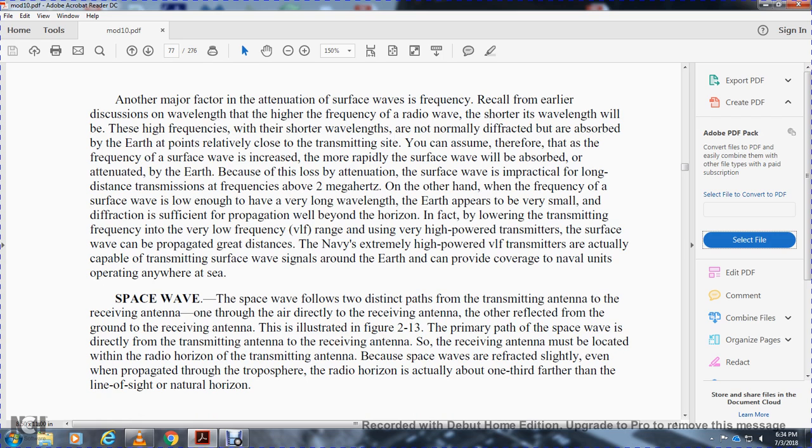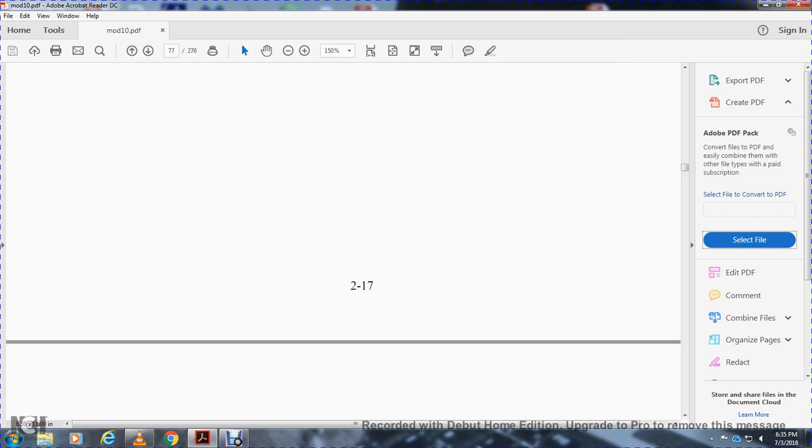The space wave follows two distinct paths from the transmitting antenna to the receiving antenna. One path goes through the air directly to the receiving antenna, the other is reflected from the ground to the receiving antenna, as shown in figure 2-13. The primary path of the space wave is direct from the transmitting antenna to the receiving antenna, so the receiving antenna must be located within the radio horizon of the transmitting antenna. The space wave is refracted slightly, even within the troposphere, so the radio horizon is actually one third farther than the line of sight of the natural horizon.